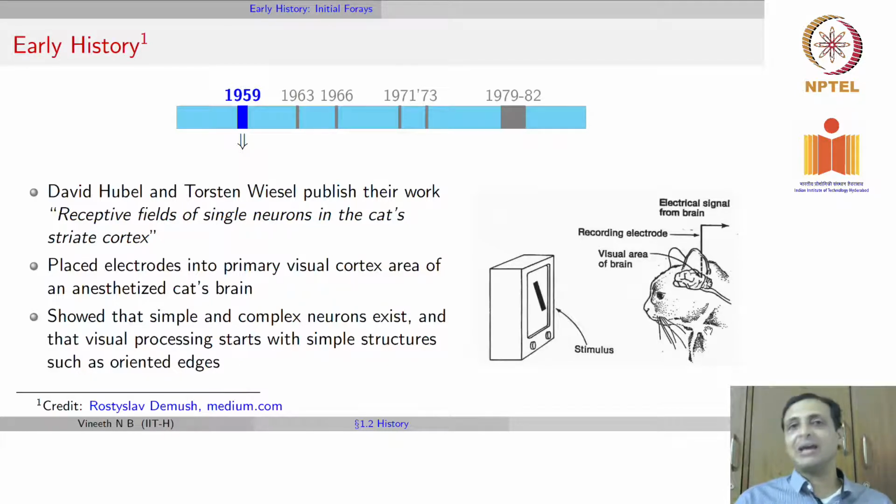One of the outcomes of their early experiments was that simple and complex neurons exist in the mammalian visual cortex, and that visual processing starts with simple structures such as oriented edges. Hubel and Wiesel, in fact, did many more experiments over the next 2 decades, and they actually won the Nobel Prize in 1981 for their work in understanding the mammalian visual cortex. So this was one of the earliest efforts in computer vision.